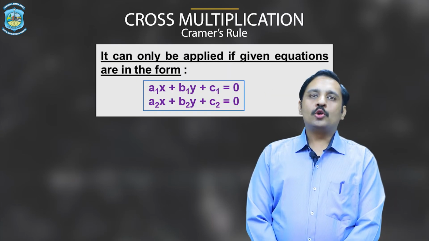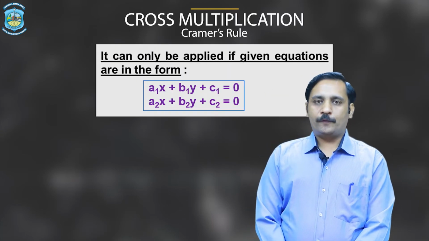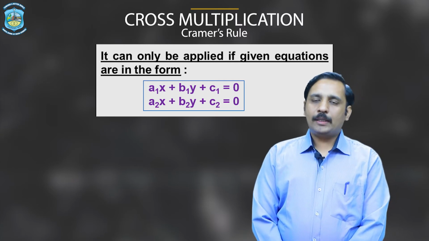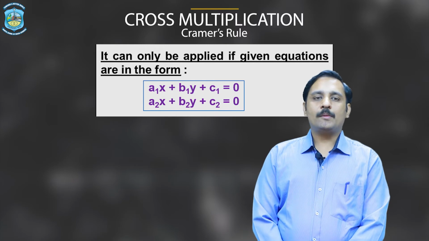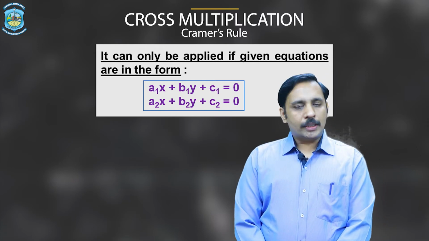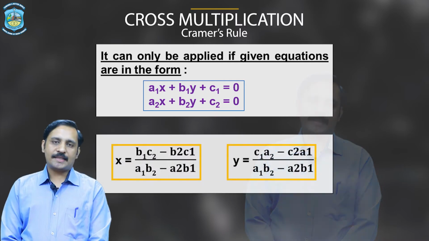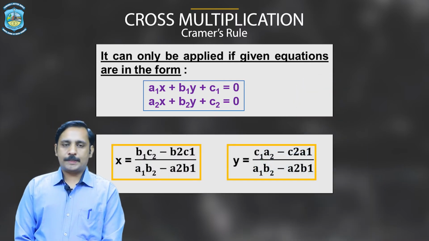It can be applied to the equations if the equations are of the form a1x plus b1y plus c1 equal to 0, a2x plus b2y plus c2 equal to 0. If equations are not in this form, first we have to convert or transform the equations into this standard form. Now how do we do this?